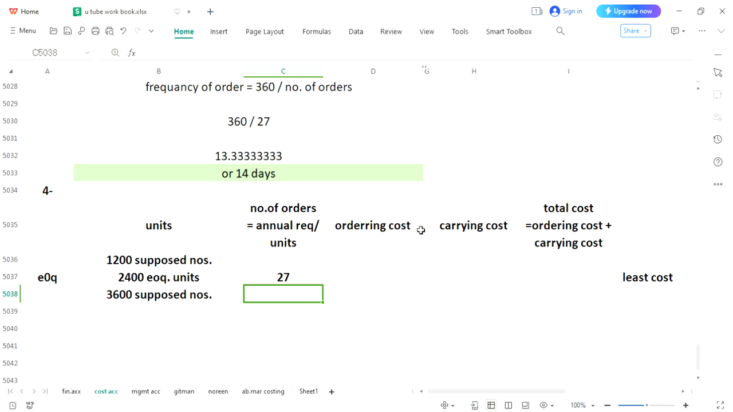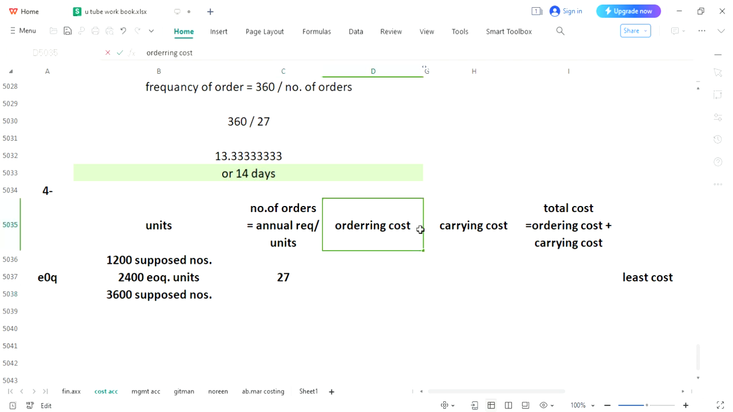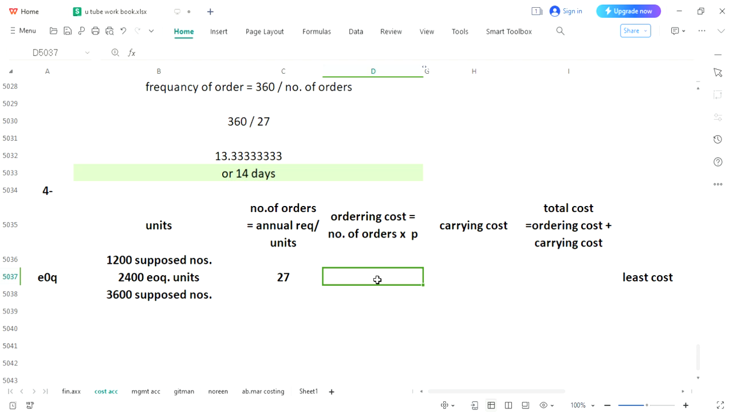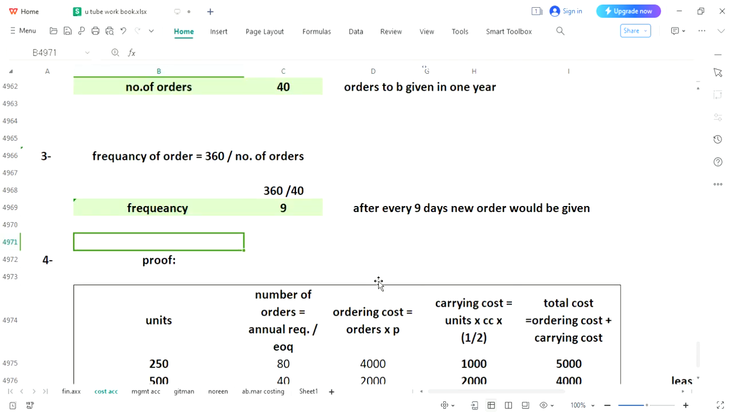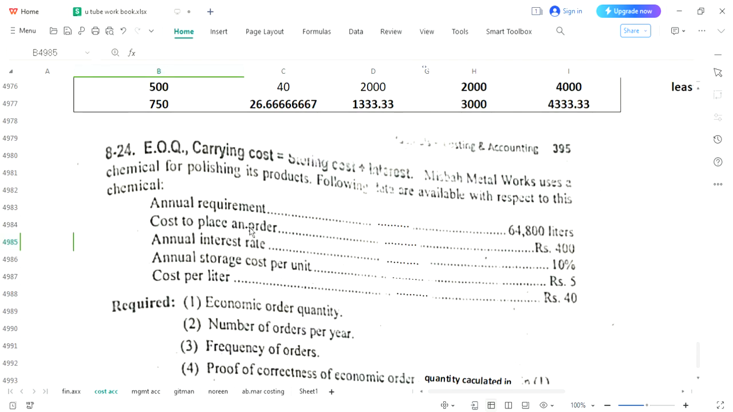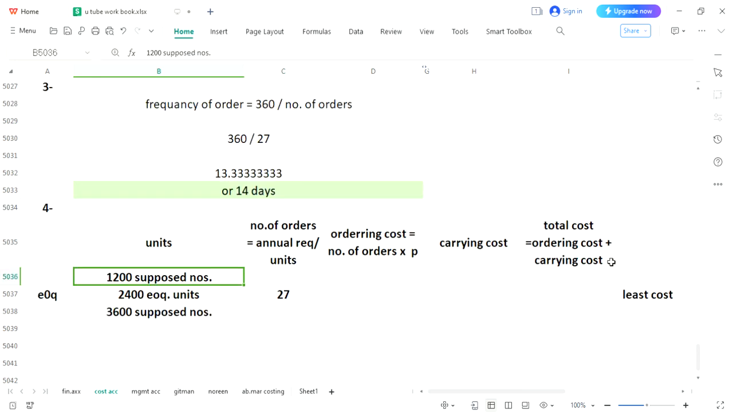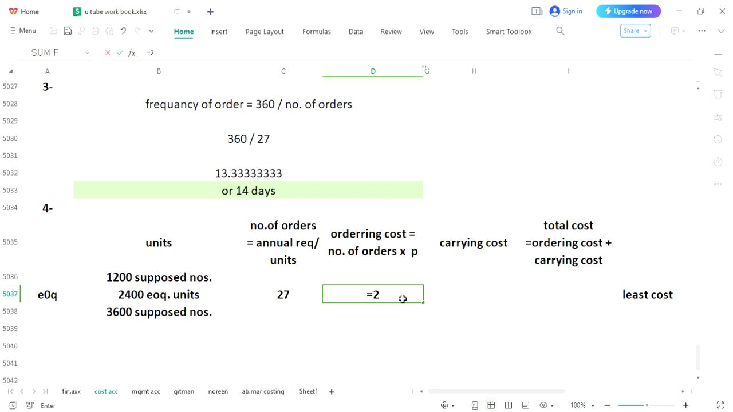How you will calculate ordering cost? For that, number of orders which we have recently calculated would be multiplied with P, cost of place an order, and in question cost of place an order was 400. So please keep it in mind, 27 and 400.